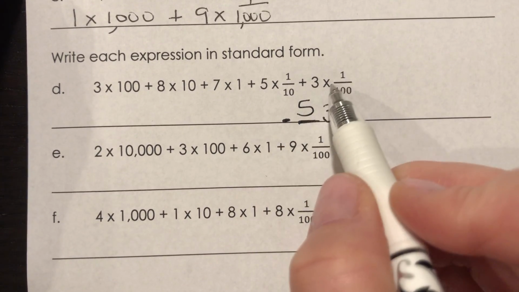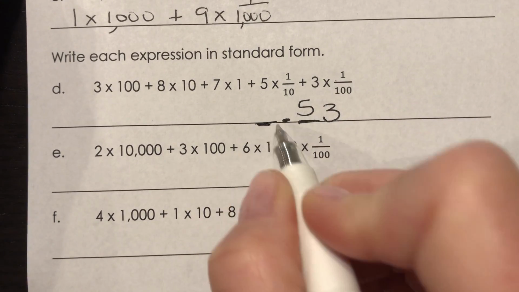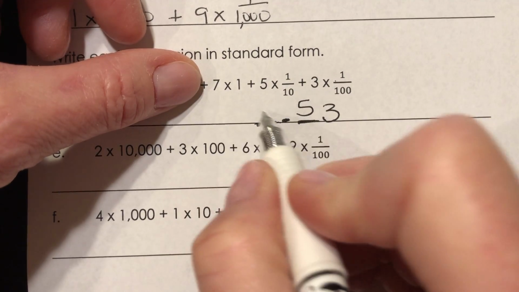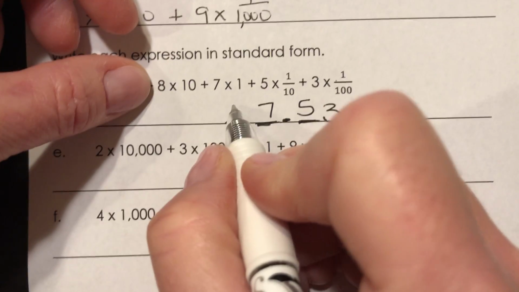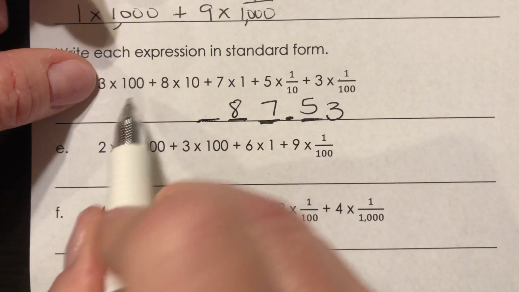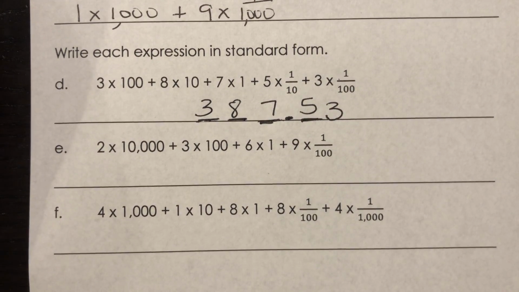So right now, I have a 3 in the hundredths place, I have a 5 in the tenths place. This is the ones place, right? And I do see 7 times 1. This is the tens place, and I do see an 8 times 10. This is the hundreds place, and I do see 3 times 100. So that's it, 387 and 53 hundredths.